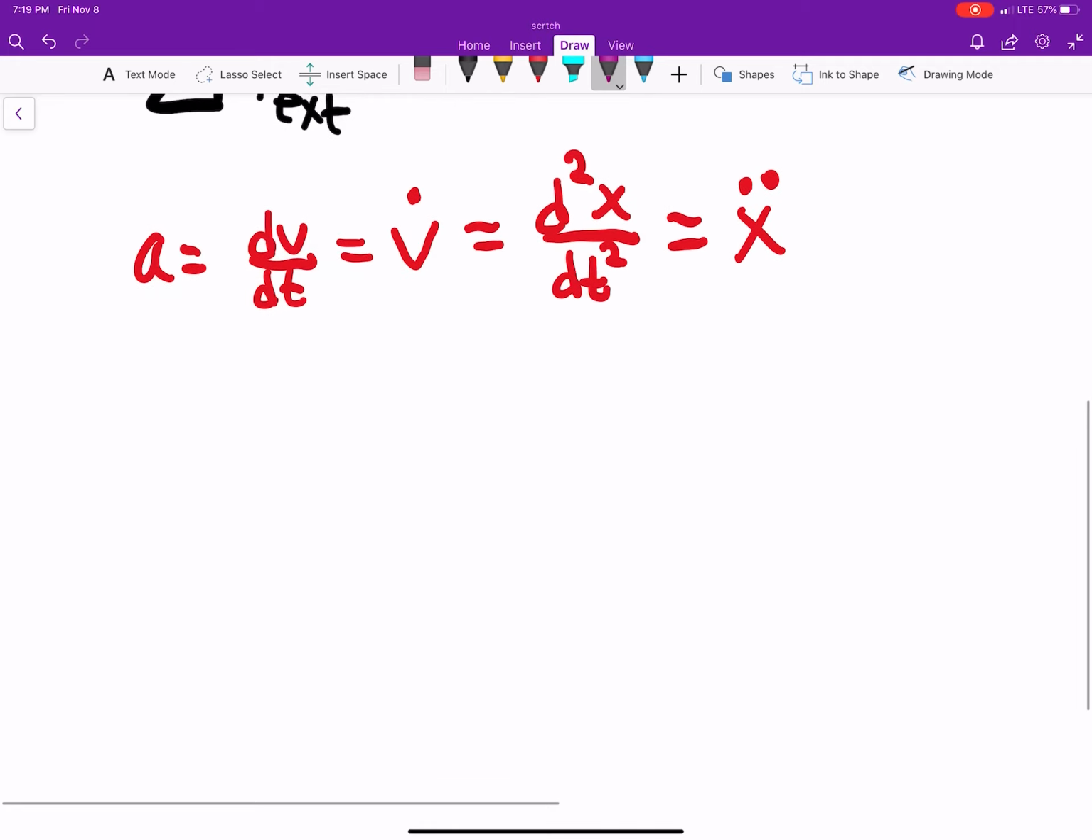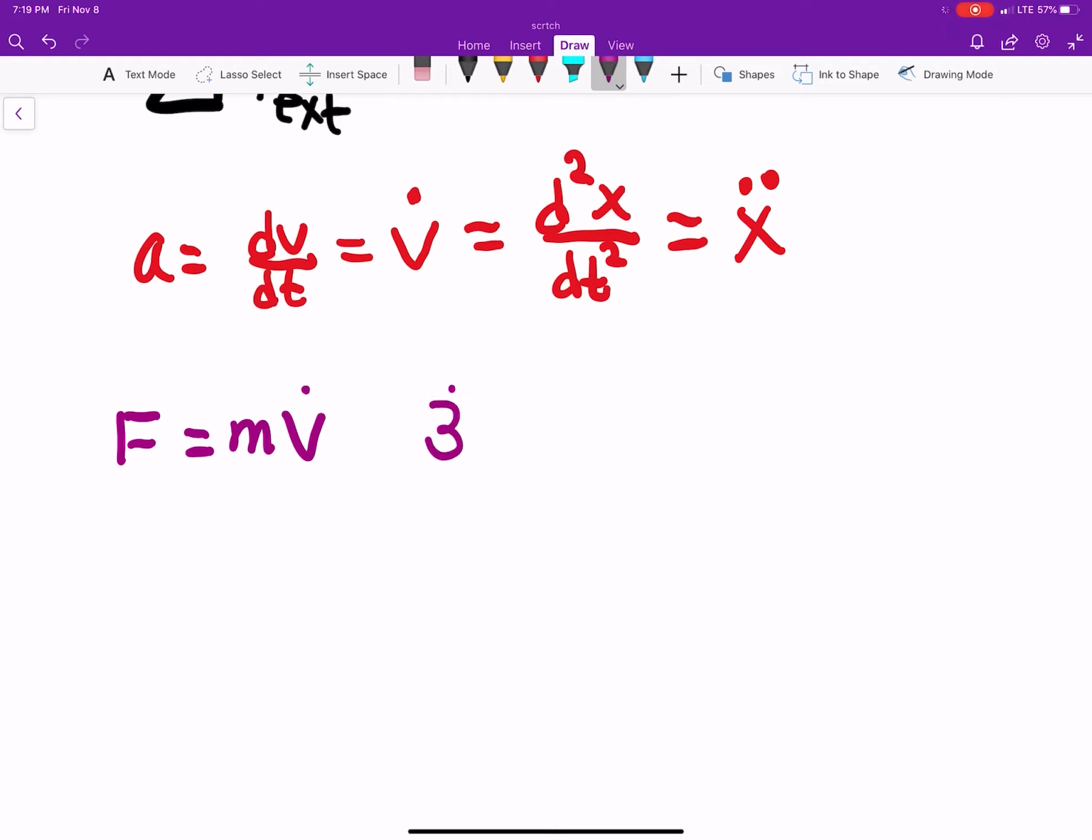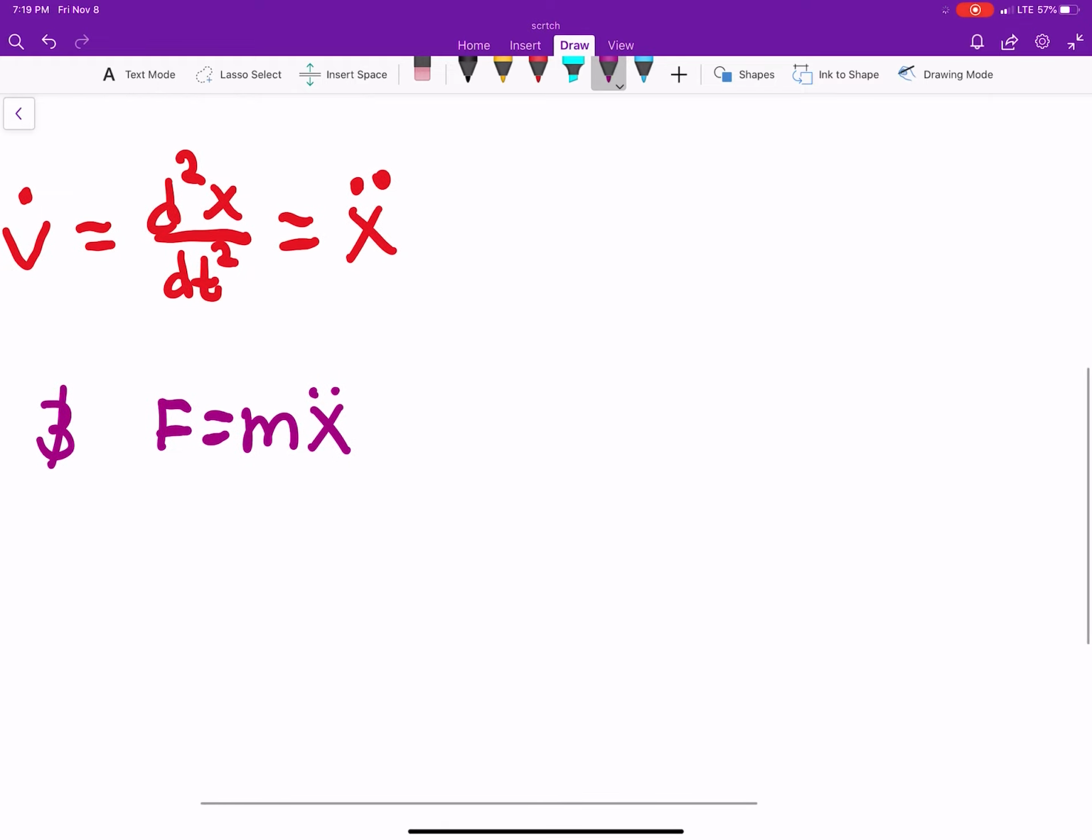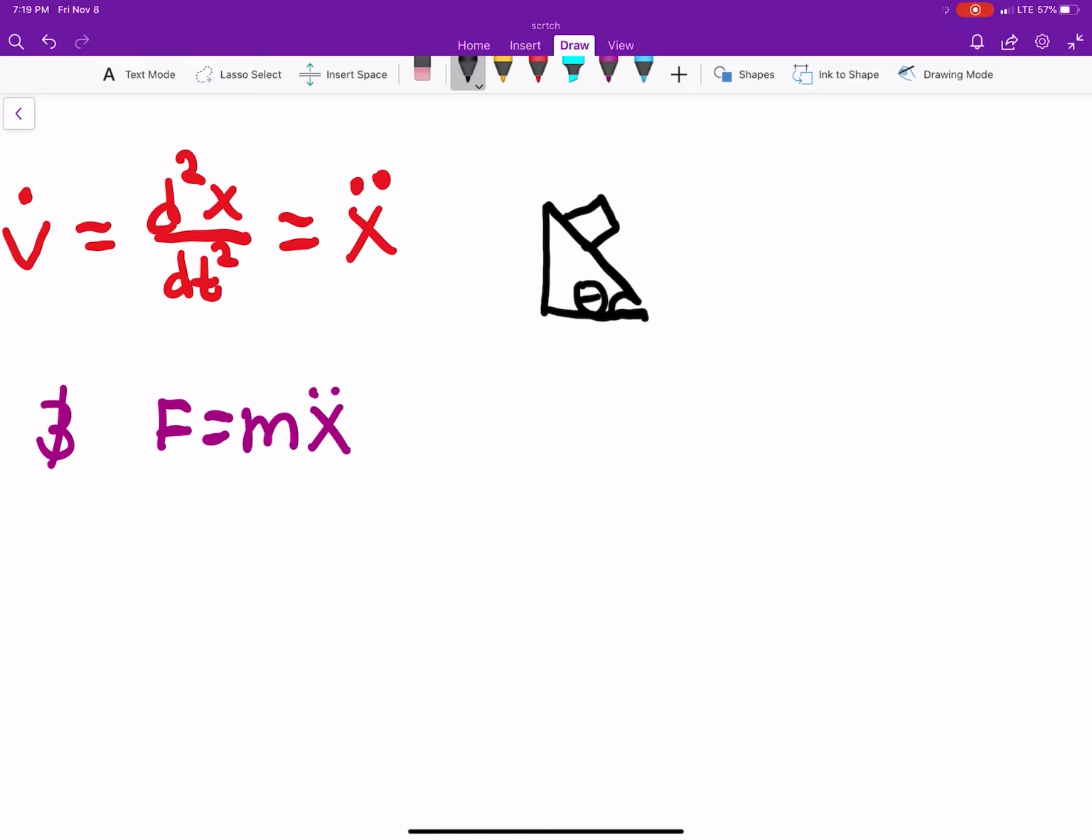So we can say that force is equal to mass times the derivative of velocity, and force is equal to mass times the second derivative of position. Now this is important because normally when you're working with Newton's second law, maybe you had a ramp and you knew this angle and you had a box sliding down it and stuff like that. You might be able to find the mass of the box or the acceleration.